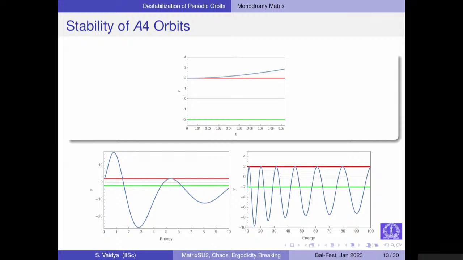For low values of energy, gamma is greater than 2, and so it's unstable. Then it becomes stable at about 3 by 2, and in this small region it's stable, and then it again becomes unstable, and it's stable again, and then it's unstable for a tiny region here, then again stable here, and so on. So there's a repetition of stable and unstable regions, and it just goes on and on. Here I've plotted it till energy equal to 100.